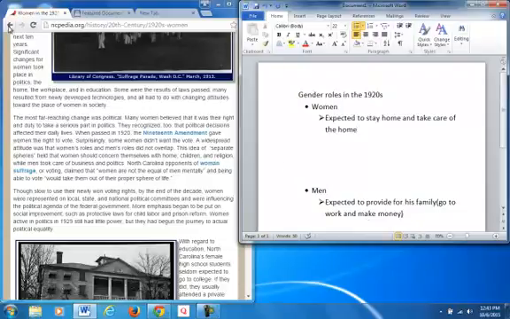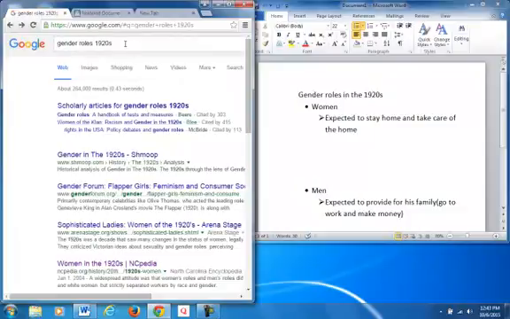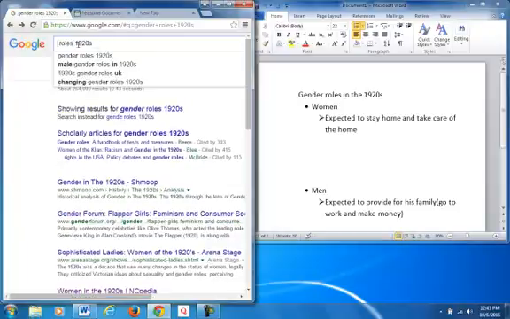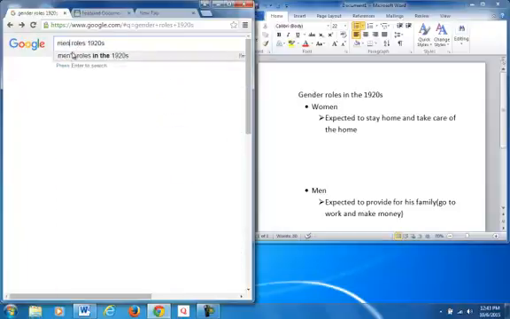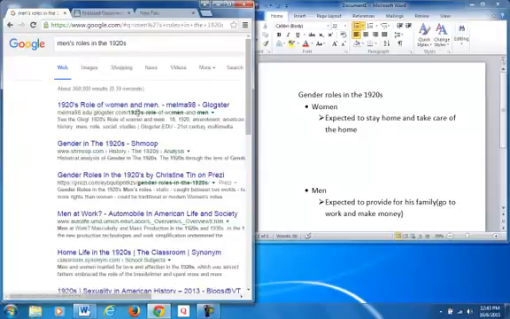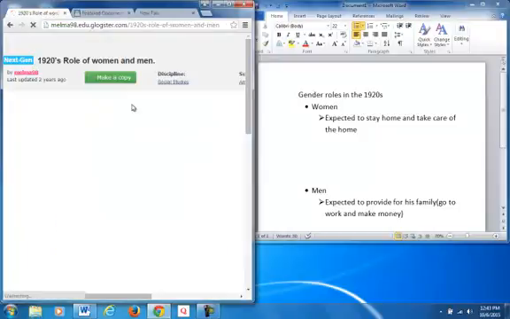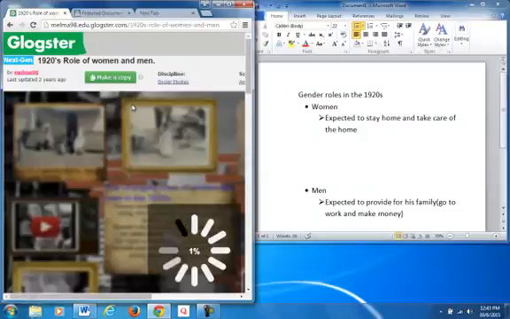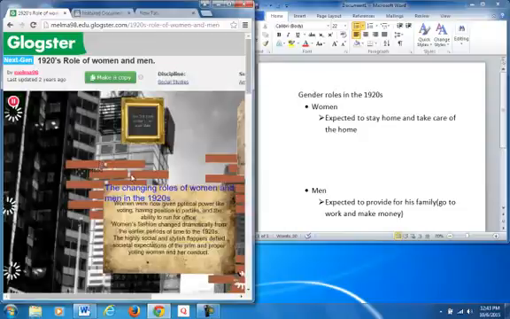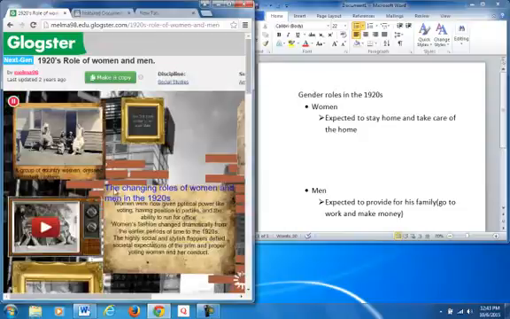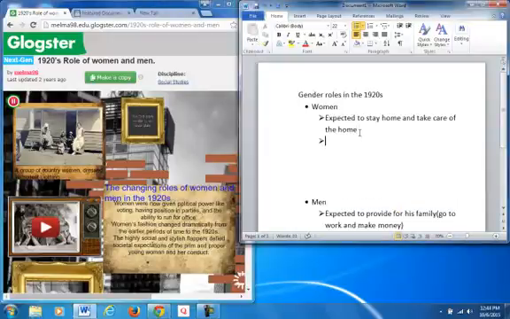Okay, let's see. Since I was mainly just doing women's gender roles, I'm gonna do men's roles in the 1920s. I'm gonna change my keywords, what I'm searching with, to get a little more specific about what I'm looking for. Then when the site came up, it said 1920s role of women and men, so it seems like okay, it's gonna be one site that has everything that I need. Women gain political power.